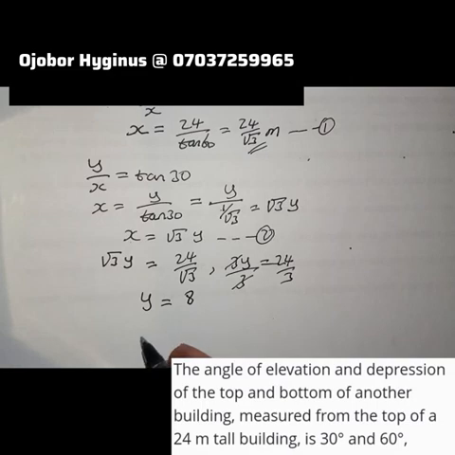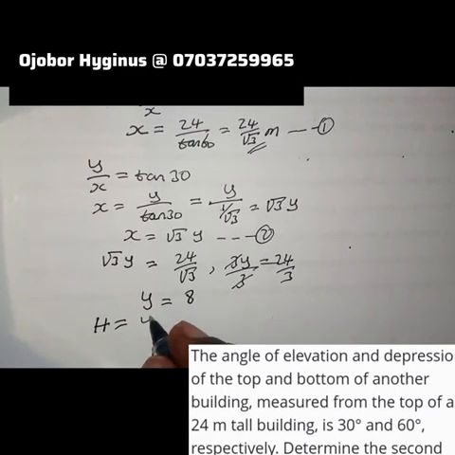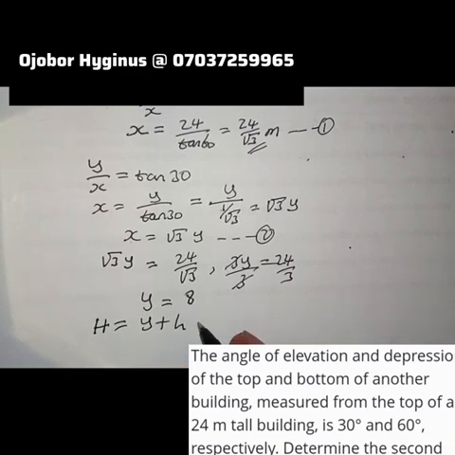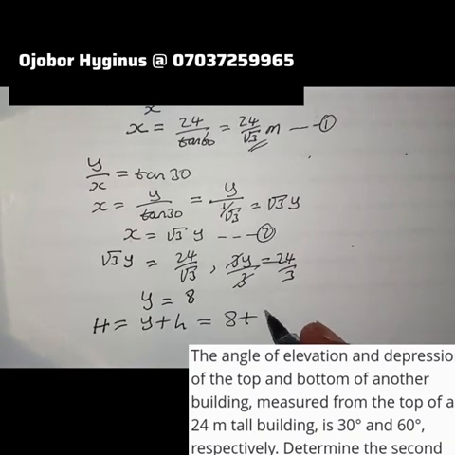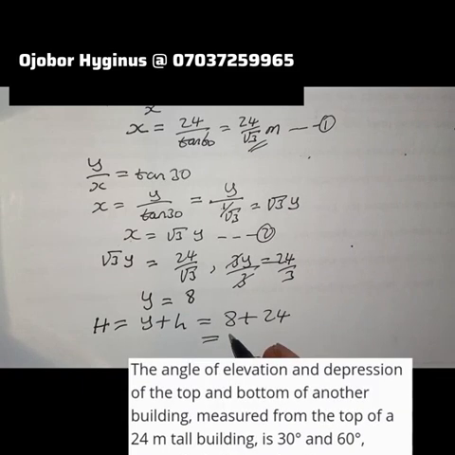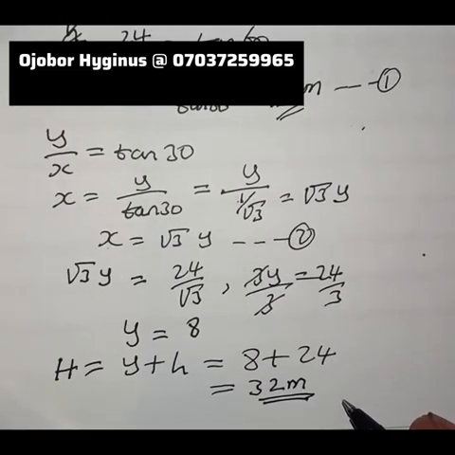And remember, we are looking for the height of the tall building, and the height of the tall building H is y plus the height of the small building, and that is equal to 8 plus the height of the small building, which we know was given as 24. So if you add 8 to 24, you will have 32 meters. So the height of the tall building, or the other building as they called it, is 32 meters.